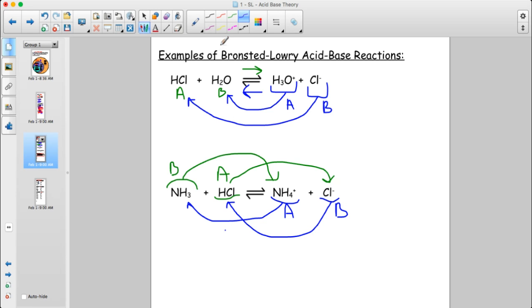So if you take a look at these two examples, you may notice that whatever acts as a base on the left turns into something that acts like an acid in the reverse. Whatever acted like an acid on the left turns into something that has to act as a base in order to return back to the beginning. So let's check that out again. What was a base on the left turns into the thing that acts like an acid in the reverse. What acts like an acid and donates a proton has to accept a proton in the return.